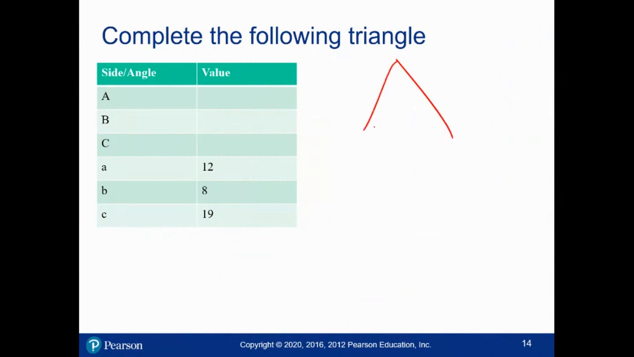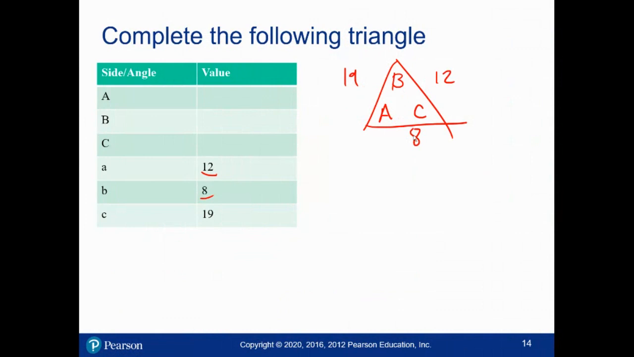So draw a triangle, don't try to make it accurate. We have sides 12, 8, and 19. Let's just be careful that we label angles appropriately. So 12 was side A, so across from it goes angle A. 8 was side B, so across from it goes angle B, and 19 was side C, so across from it goes angle C. With three sides, we want to use the law of cosines.